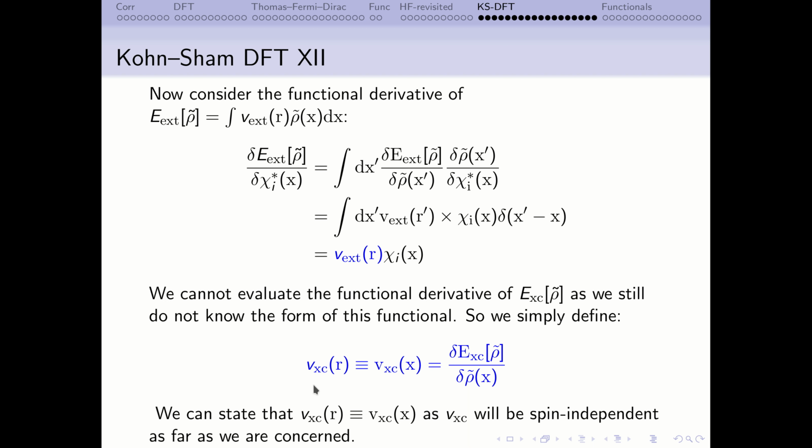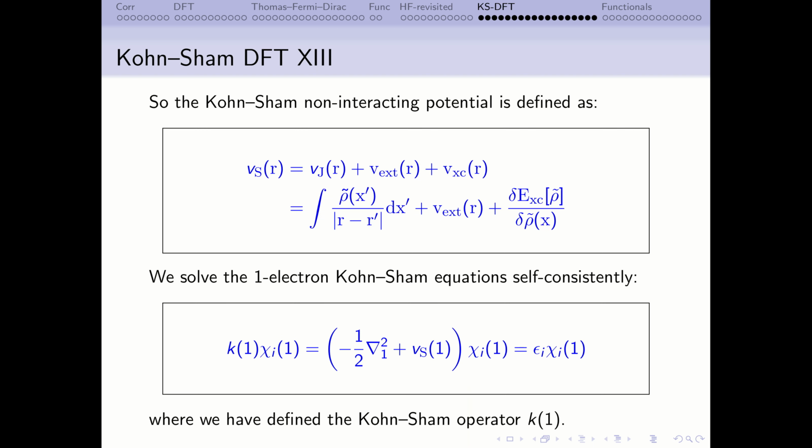Finally, the last thing which we can do is the exchange correlation potential. As I said, we can't really define it because we don't know what EXC is, so we define it formally as just the functional derivative of EXC, and that's it. That's where we stop. That lets us put everything together. So this Kohn-Sham potential then is a Coulomb potential, an external potential, and this exchange correlation potential. And this is what they look like. We know these first two terms, we don't know the form of the last term.